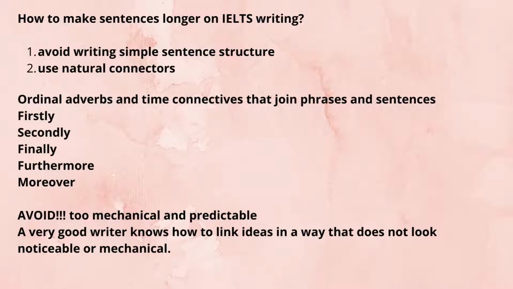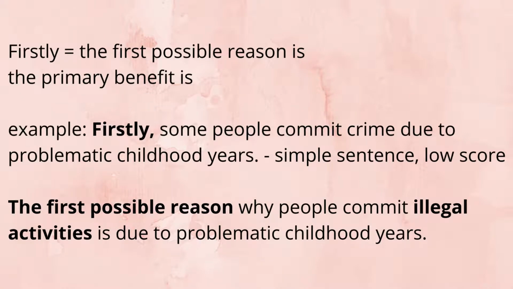So if you want to get 7 and above on IELTS writing task 2, or task 1 also, of course, you should avoid using these very mechanical words. Alright? Now, what are the substitutes? What are the better alternatives? Instead of writing firstly, I recommend you write the first possible reason is, the primary benefit is.